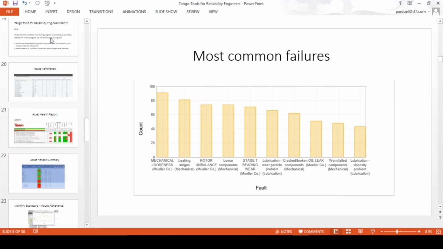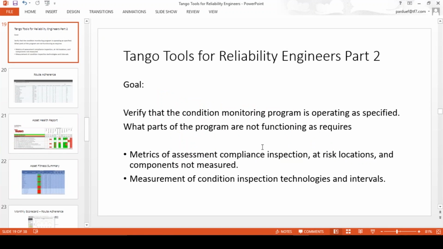In the last one of these sessions, we were essentially talking about how you identify locations with repetitive failures, high cost of failure, low MTBFs, and common failure patterns. And we talked about that from several aspects.